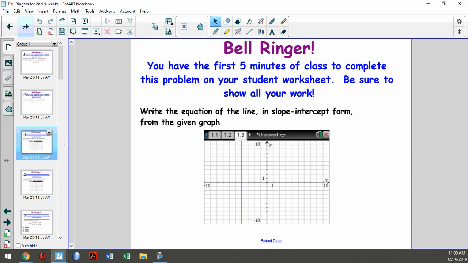I wonder if I did parallel and perpendicular ever. Did I do parallel and perpendicular on this? That's upsetting. Things I need to fix.